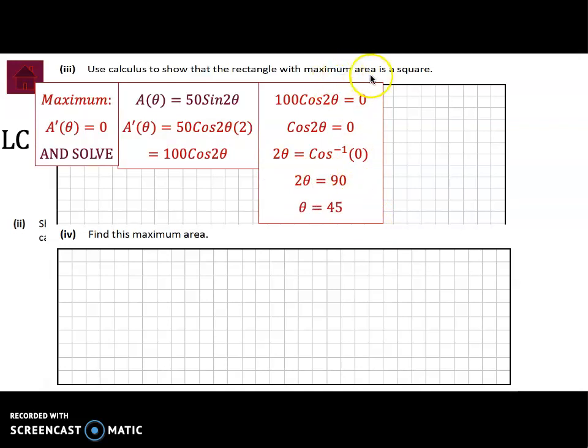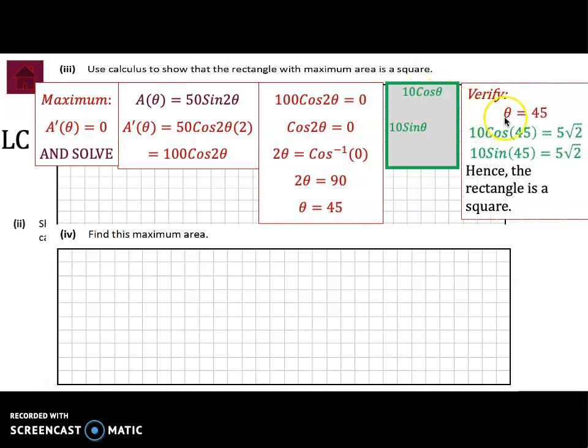Now, how does that prove that the maximum area is a square? The angle that would give the maximum area is 45 degrees, right? So if we look at our rectangle, these were the dimensions of our rectangle: 10 cos theta and 10 sin theta. If you get cos of 45 and multiply by 10, it comes out as 5 root 2. If you get sine of 45 and multiply by 10, it comes out as 5 root 2. So the length and width are the same, therefore it must be a square. Okay, so that's how we finish it off there.